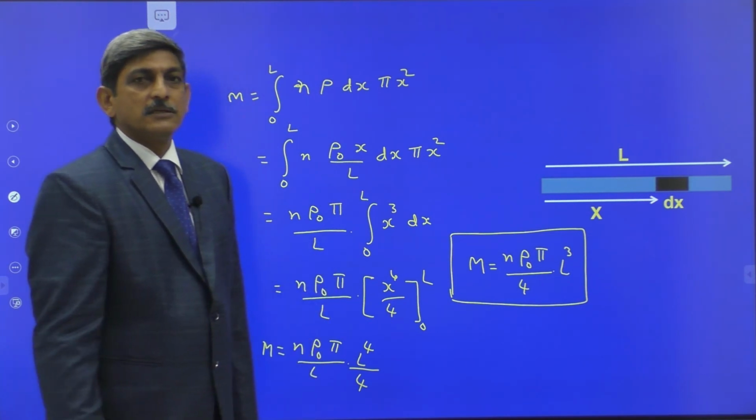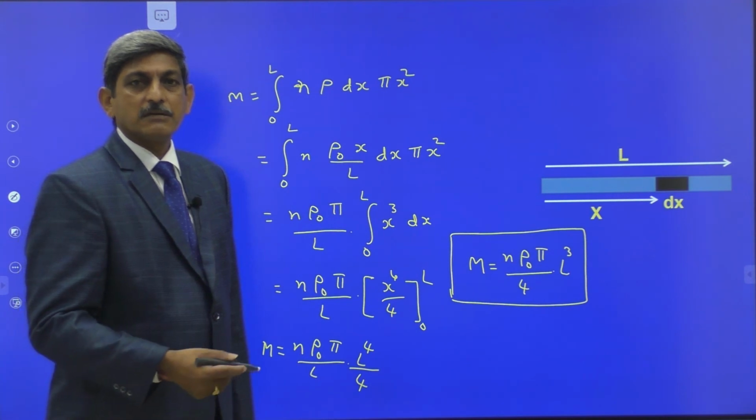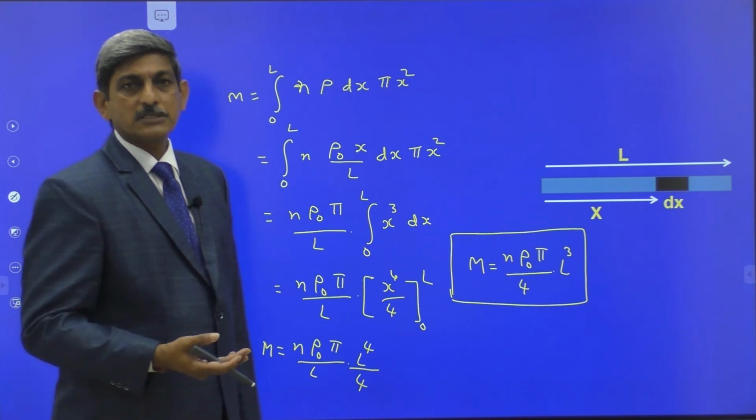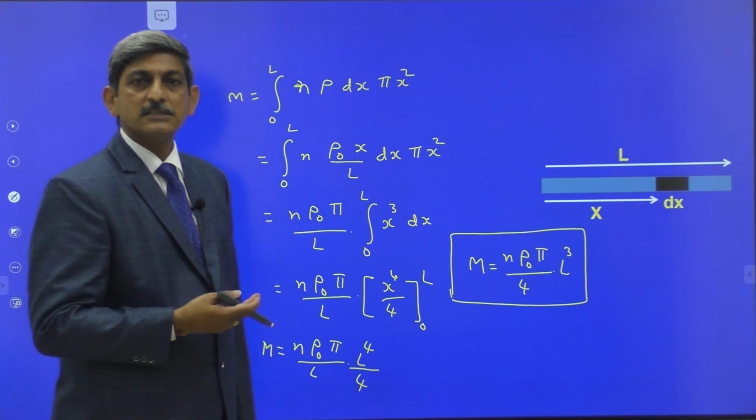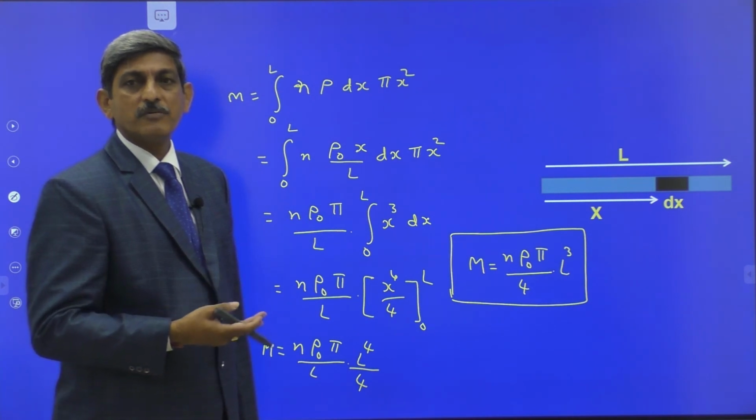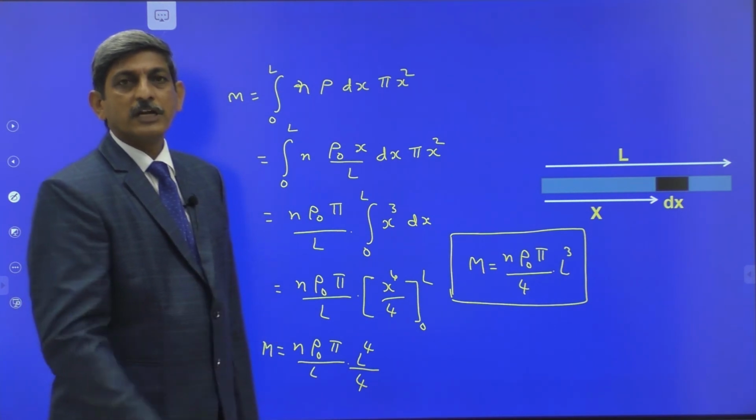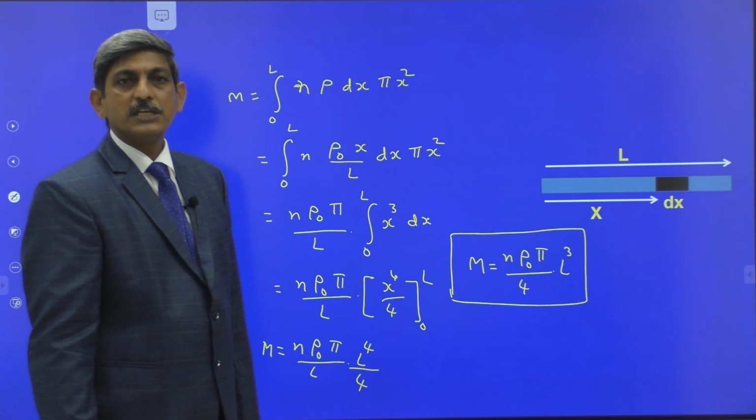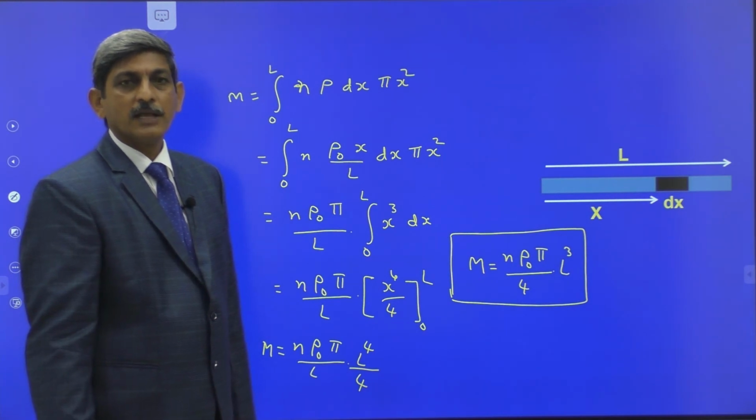Like this, using the concept of integration for the spiral shaped coils or for the rods on which the charge is distributed, we have to determine the dipole moment using the concept of integration. Okay?